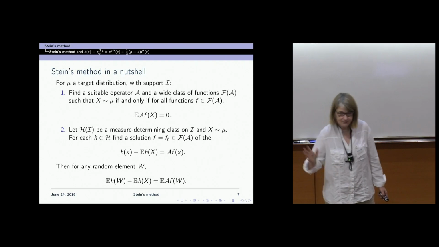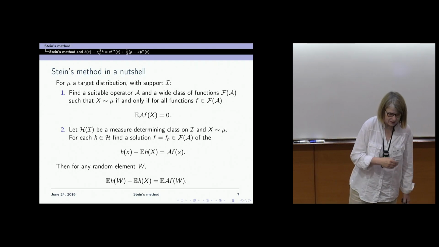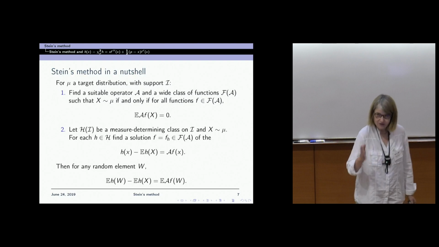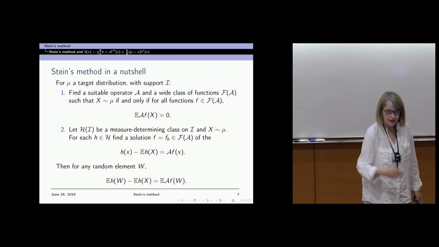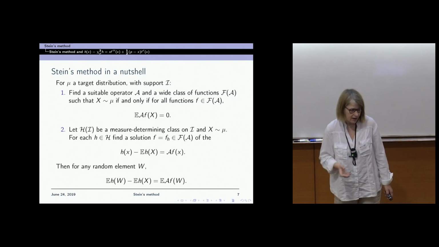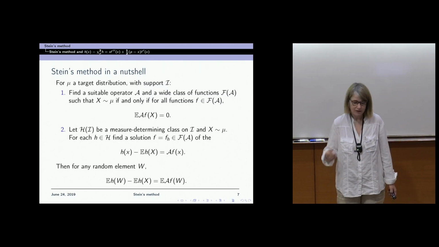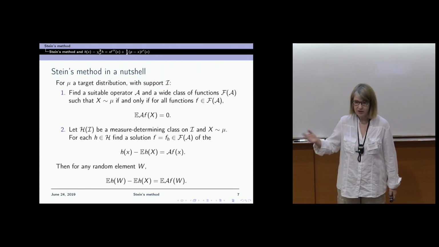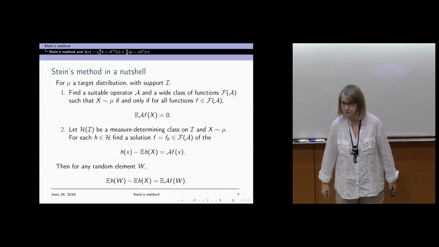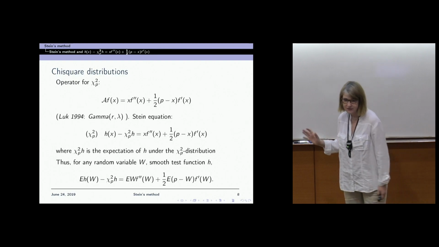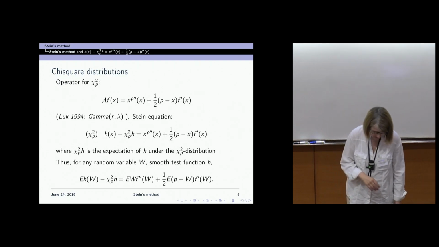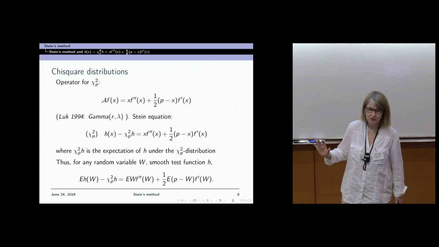We solve that, and if we find a solution f, which might not always be easy, then we can replace x by any random element W, and we have expectation h of W minus expectation h of X is the expectation A f of W. Now, how to find such operators, there are many different approaches. I'm not going to talk about that.